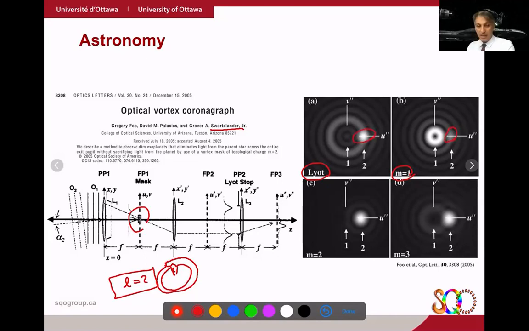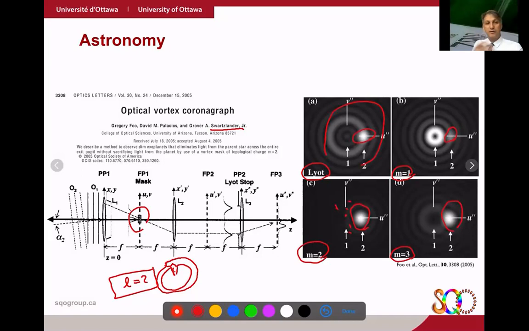And for m equal to 2, what they have seen is that the noise that was there, as you see in this image, is completely canceled out, and you can see only the astronomical object that you are looking for. And for m equal to 3, if you place another phase object, then you will see that the noises start to appear. So this was a fantastic application of orbital momentum. And I think after that, they have done so many experiments in this direction. And just to tell that the phase singularity plays a crucial role.